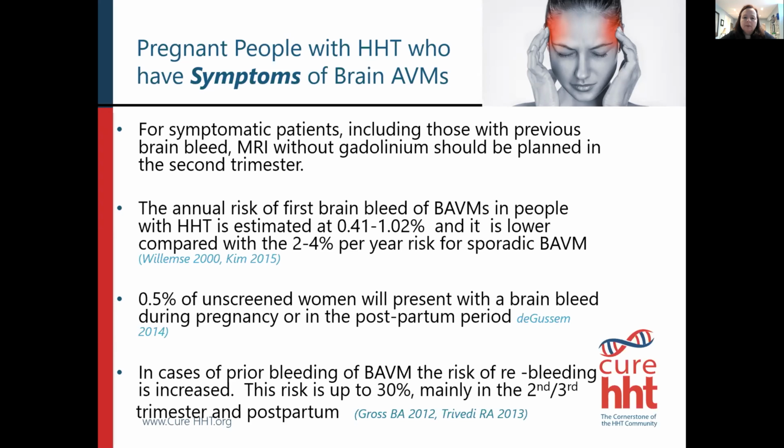We know that the annual risk of a first brain bleed from a brain vascular malformation in HHT is somewhere between 0.4 to 1%, and it's lower than the 2 to 4% risk in the general population for sporadic brain AVMs. 0.5% of unscreened women will present with a brain bleed during pregnancy or in the postpartum period. So this is really a very low number. But in cases of prior bleeding, the risk of rebleeding is increased, and that risk is up to 30%. It's mainly in the second and third trimesters and in the postpartum period, which is defined as 6 weeks after delivery.